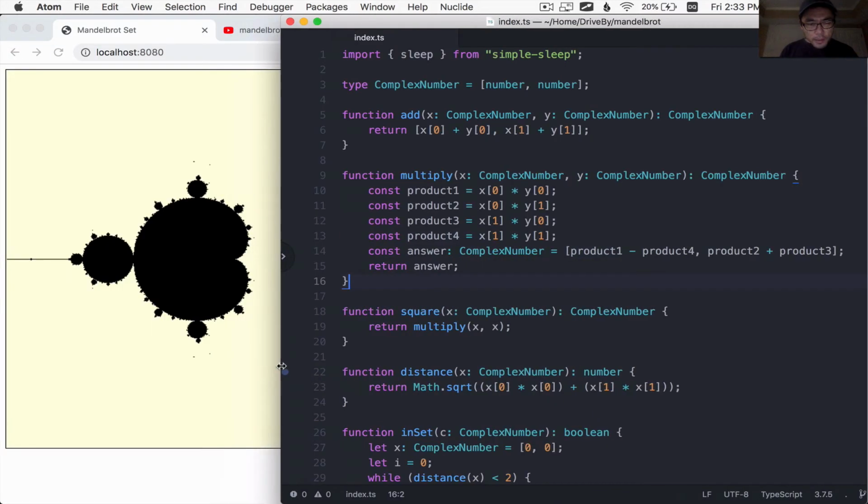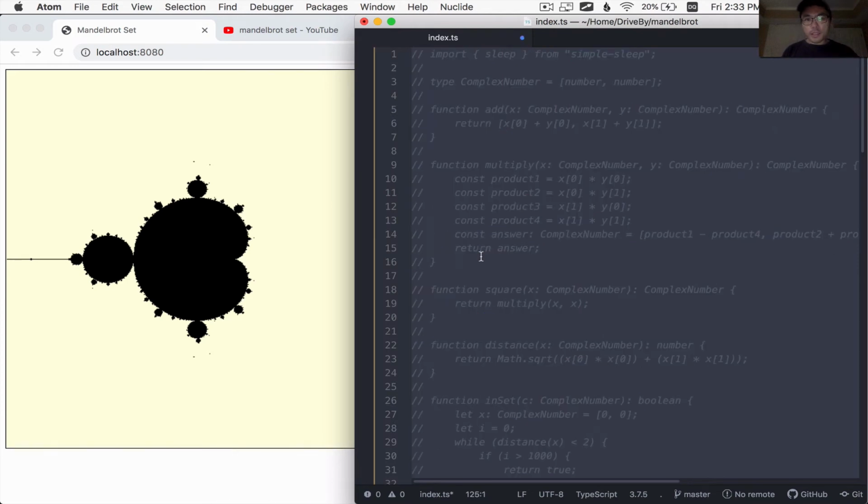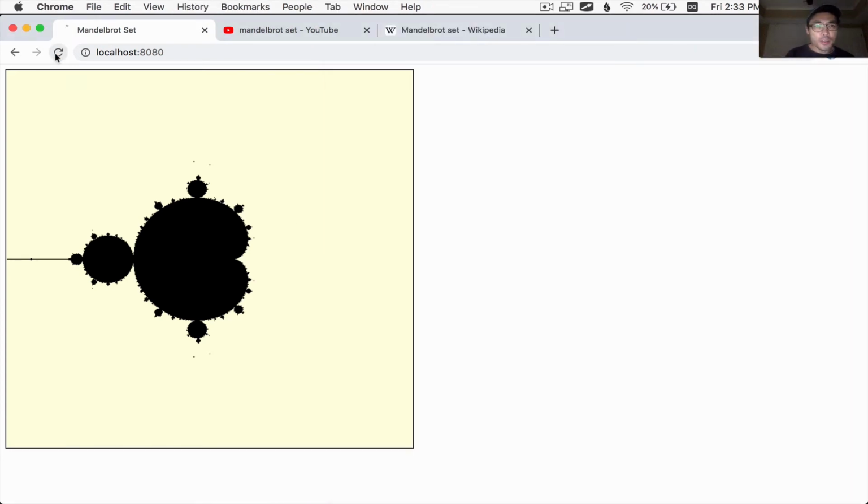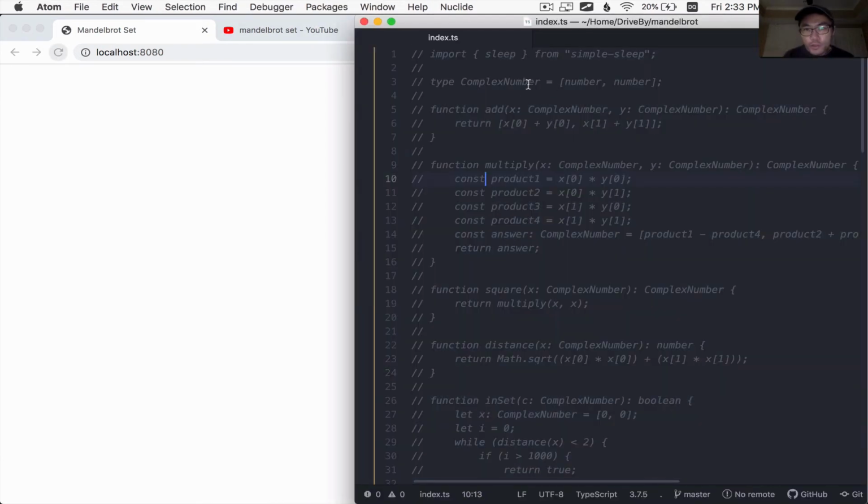I want to explain what I did, but first I'm gonna comment it out so I can explain each bit. So first, this is written in TypeScript, and if you don't totally grok TypeScript, that's okay. I'll try to hand wave over it a little bit.